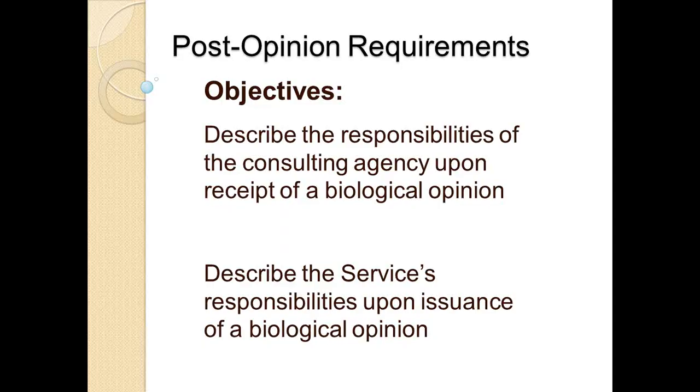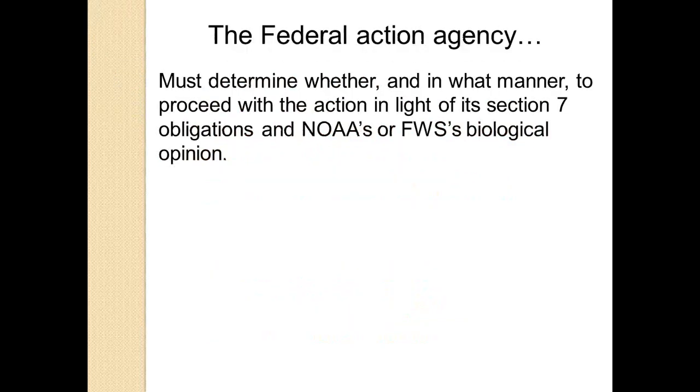So we're going to talk about responsibilities of both the action agency and the services after the biological opinion comes to you. Most of this is going to be about the action agency, a little bit about the service. So the federal action agency has several things that they have to do. The first thing is they have to decide if they like what's in the BO, and they're going to proceed with that. They can disagree with those things. It just has some implications if they do. So that's the first decision that they have to make.